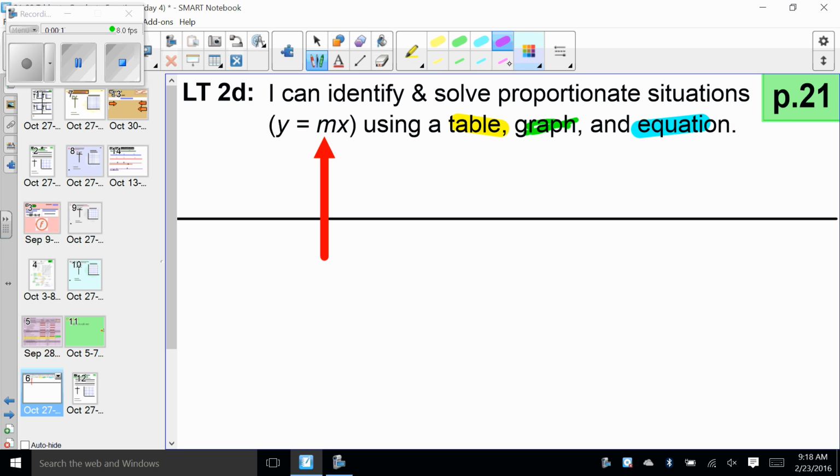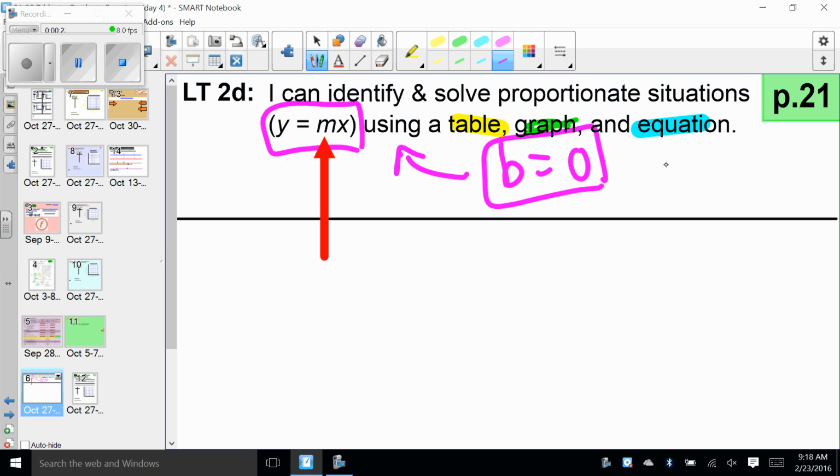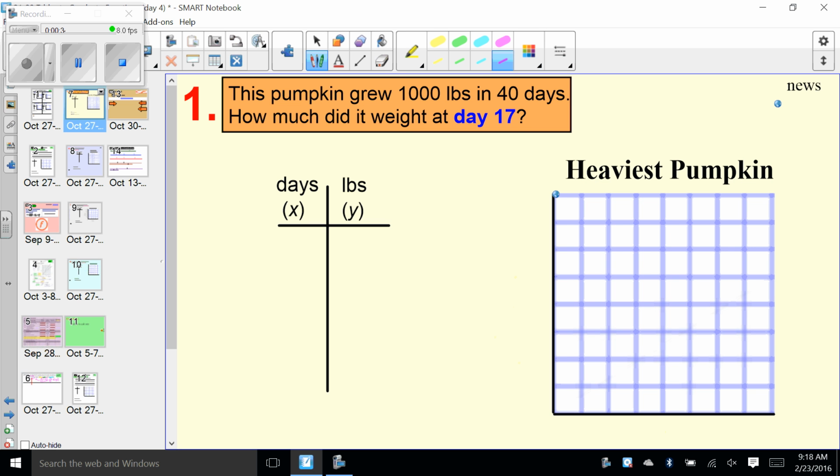Everything we'll do today is y equals mx, which means the b value is at 0. So that means that we're starting at 0, 0 in all of our work for today. Okay. So everything for today is table, graph, equation. We're going to talk about some real world scenarios. So meet me in number 1. My screen looks a little bit different than your packet.